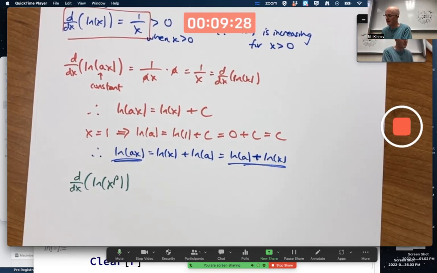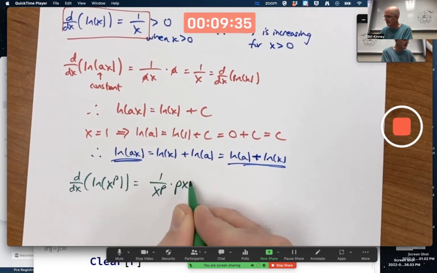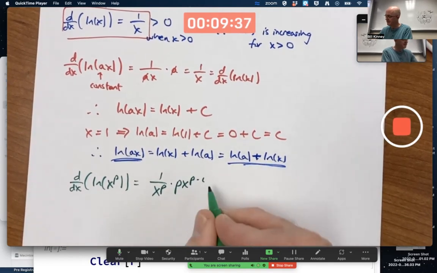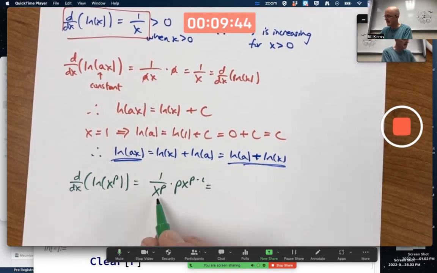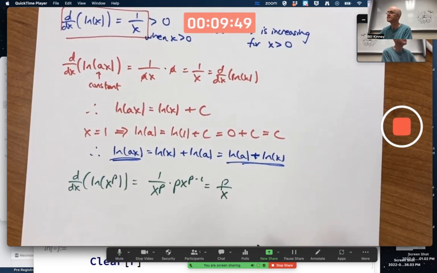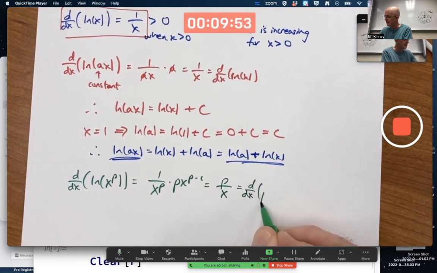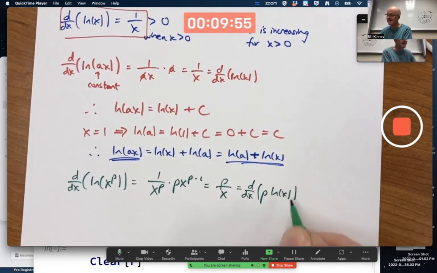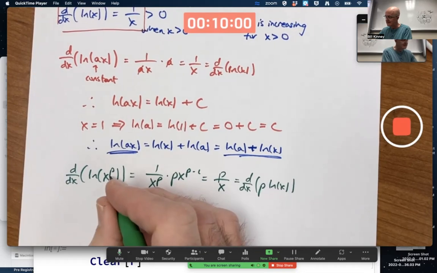Can that be derived as well? Sure. Same kind of method. Differentiate this. Use the chain rule like this. Simplify. X to the p minus 1 power cancels completely. With p minus 1 of these x's, you're left with p over x as a simplified version of this. And that is the same as the derivative with respect to x of p times natural log of x, right? P is a constant.